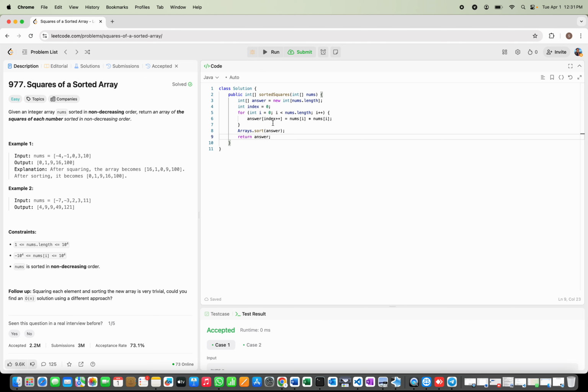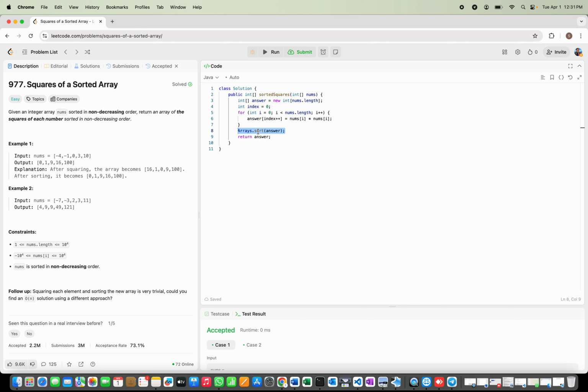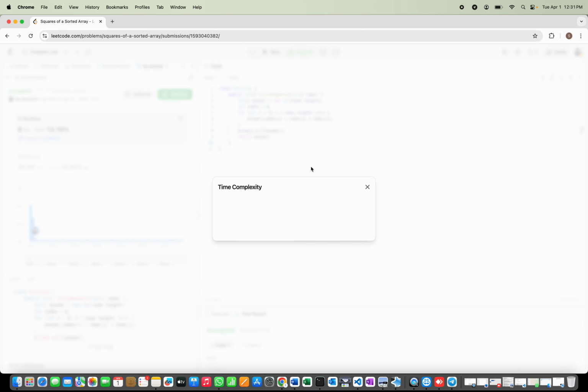So we're storing the squares in an array and we're sorting it and then returning it, right? And this is obviously n log n, right? So we're sorting, and if we look at the time complexity, it's going to show n log n here.